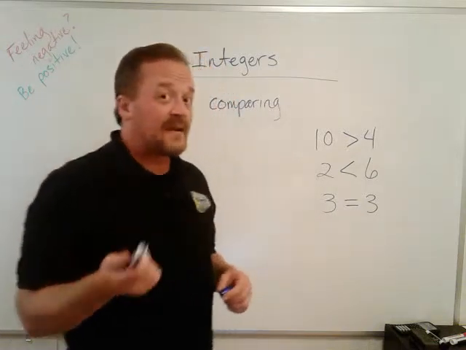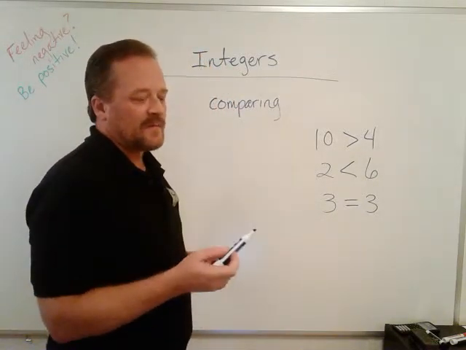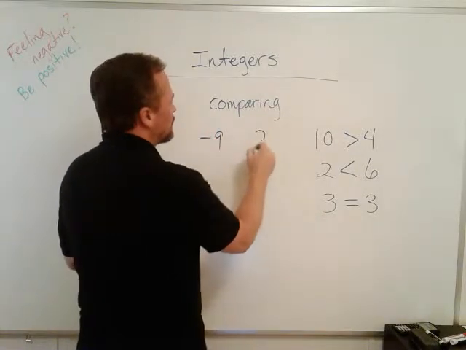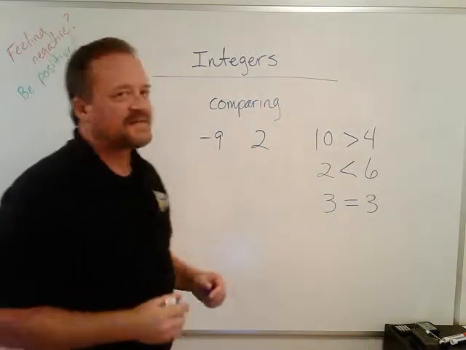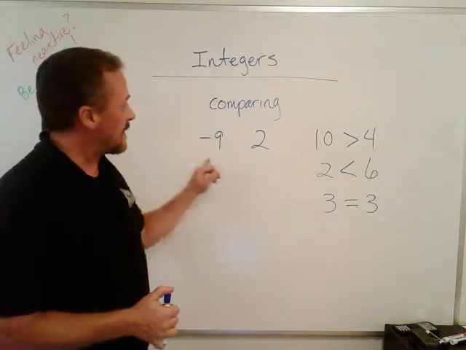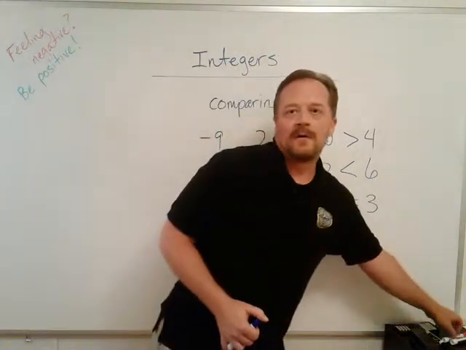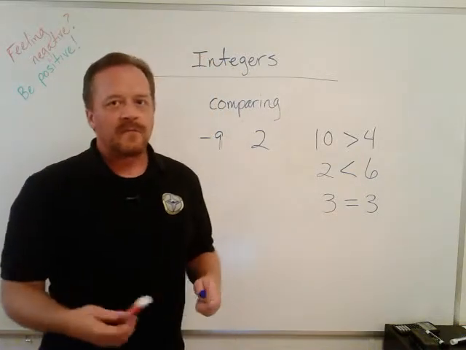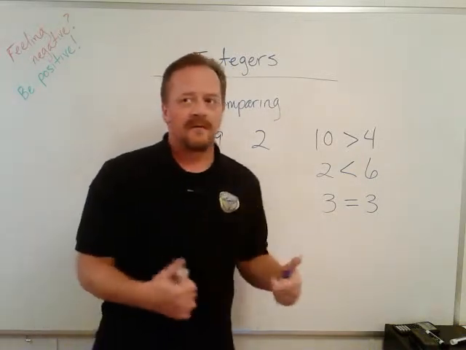So let's compare some integers and see how that looks. How about -9 and 2? What's the comparison symbol that I would put in between -9 and 2? To figure that out, I'm going to have to think which one of those has the greater value. Which one of those is bigger than the other one?